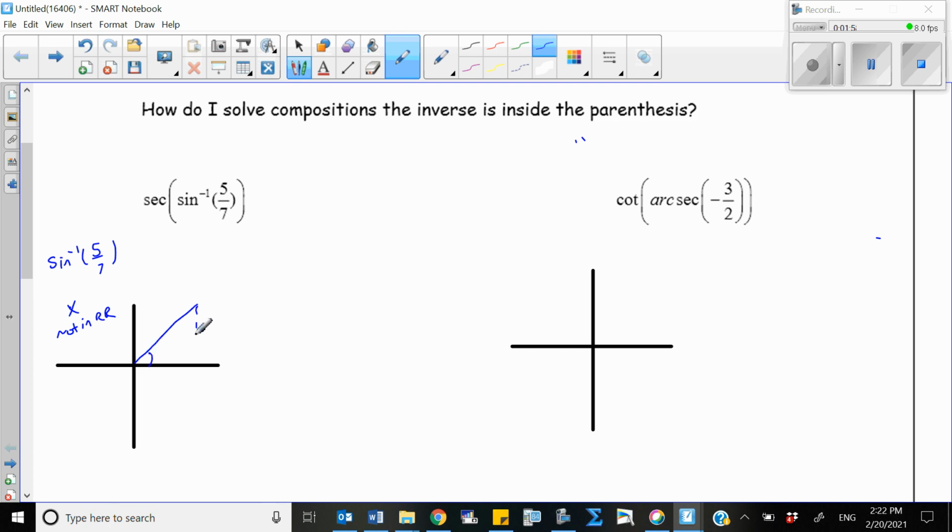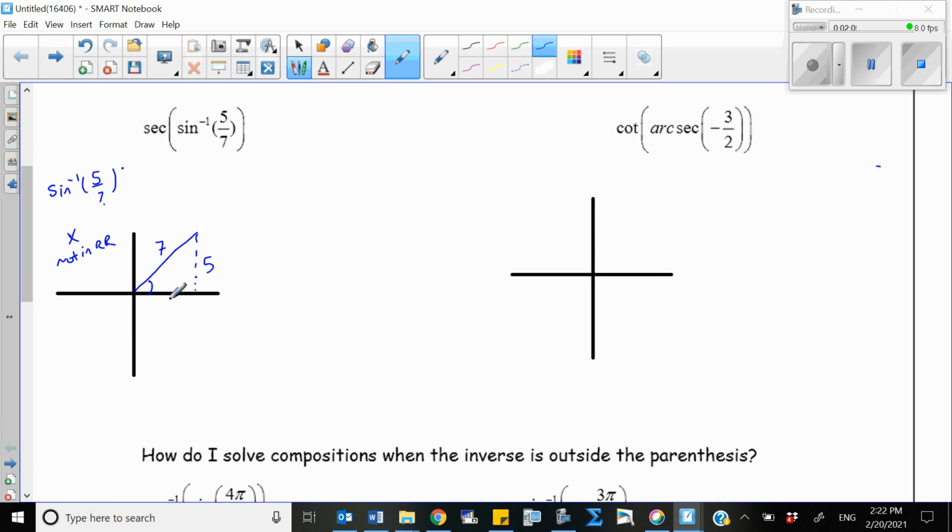Okay, so here's my reference angle and the right triangle. Sine is opposite over hypotenuse, so the opposite is 5 and hypotenuse is 7. Now I can use the Pythagorean theorem to find this side. Let's call that x. So x squared is 7 squared minus 5 squared, 49 minus 25 is equal to 24. So x will be square root of 24. I can simplify square root of 24 as 2 root 6. So this side is 2 root 6.